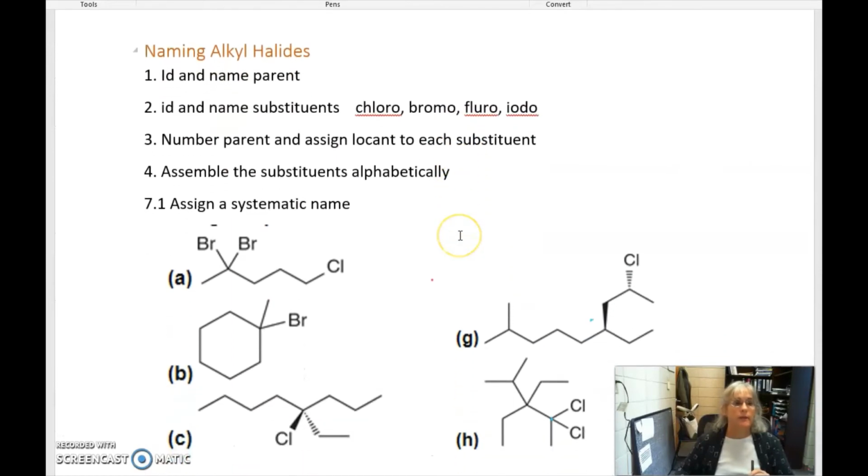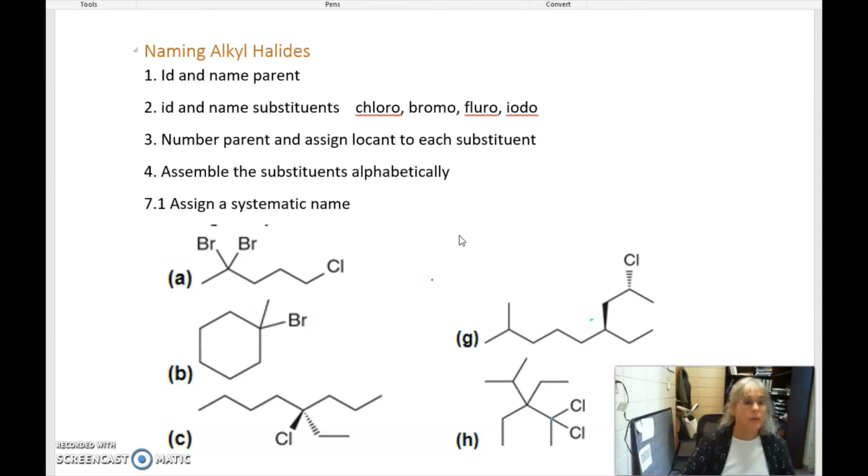The naming is going to be very familiar from what you've done before. We want to ID the parent, which is going to be the longest chain. We're going to ID and name the substituents. Our new substituents will be called chloro, bromo, fluoro, or iodo. We'll number the parent so that these groups are given the lowest number, and then assign a locant to each substituent. We will assemble the whole thing alphabetically. And that will assign the systematic name.